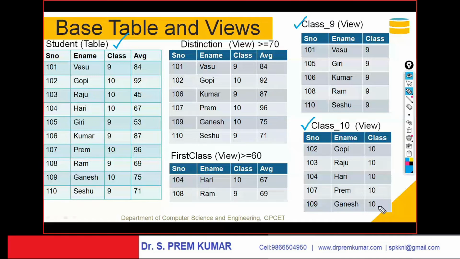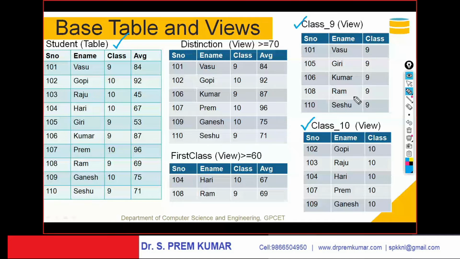This is the base table, the actual table. I'll create a view using some condition. With the help of the view, the ninth class teacher can see only ninth class students. That is, she can see Vasu, ninth class, Giri, ninth class, Kumar, ninth class, Ram, ninth class, Seshu, ninth class. This is the importance of view.